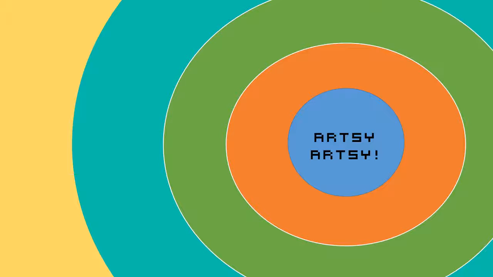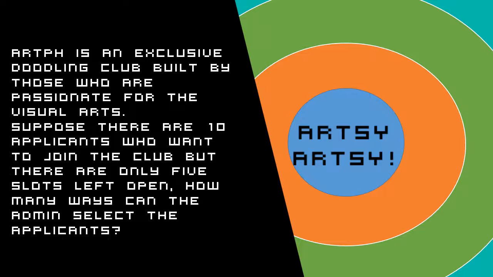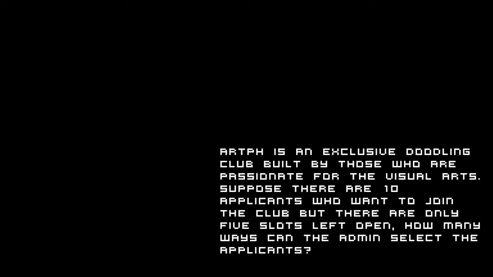It's entitled Artsy Artsy for a reason, because suppose we have ArtPH, and ArtPH is an exclusive doodling club built by those who are passionate for the visual arts. Suppose there are 10 applicants who want to join the club, but there are only 5 slots left open. How many ways can the admin select 5 applicants? So let's go. Again, you can pause the video, try solving it on your own, and we'll proceed. Now let's see here the select keyword as well.